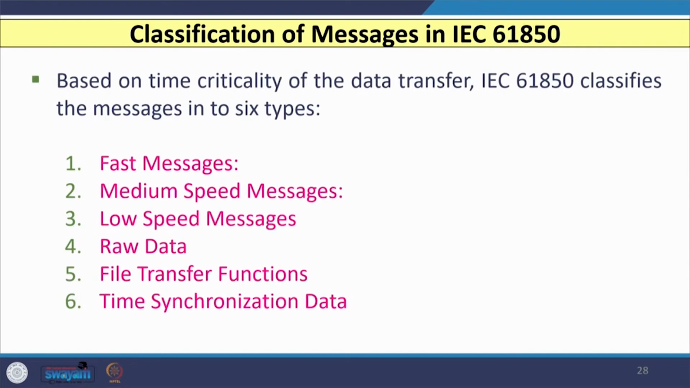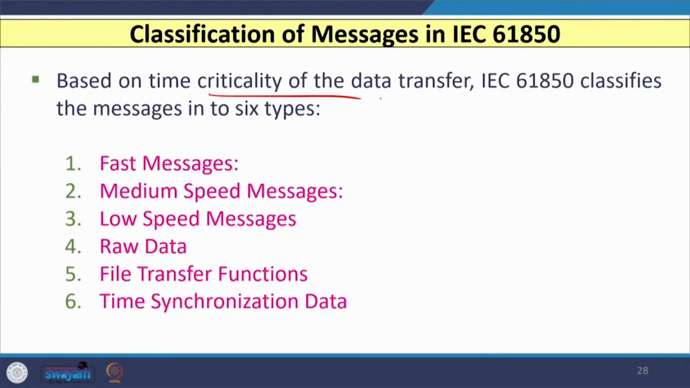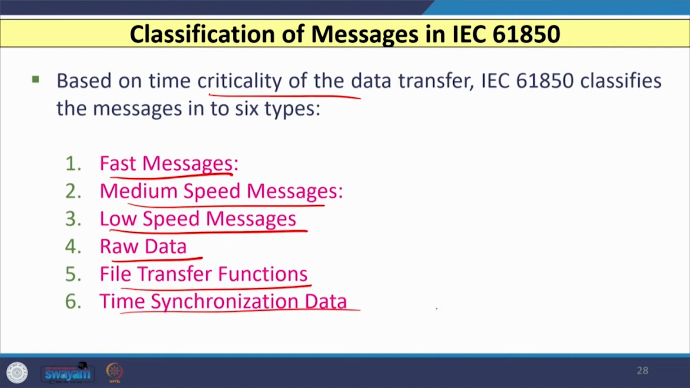Now, the question comes: how can the messages be classified? Whenever the communication is carried out with any of the methods, starting from polling method or unbuffered or buffered or maybe peer to peer communication, how is the classification of messages possible? Classification of messages based on time criticality of the data transfer can be done in 6 different categories, and these are fast messages, medium speed messages, low speed messages, raw data, file transfer functions, and time synchronization data.